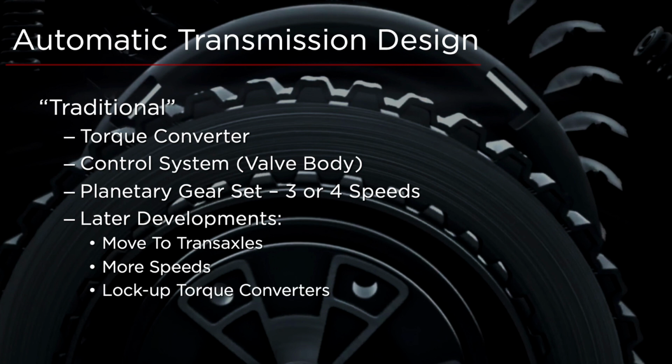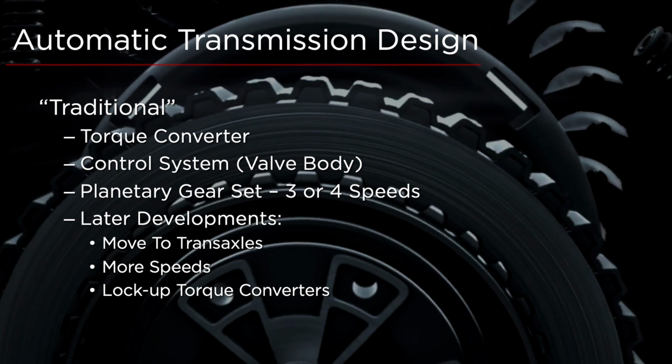Another phenomenon was the lock-up torque converters. The torque converter, again, is a nice fluid clutch, but there was still some slippage. And in the pursuit of higher mileage, they've designed systems that at highway speeds, you're not relying on the fluid clutch. There's actually a physical lock-up with your torque converter, so you can improve your highway mileage by doing that. So those were some of the improvements over time on this typical or traditional design.